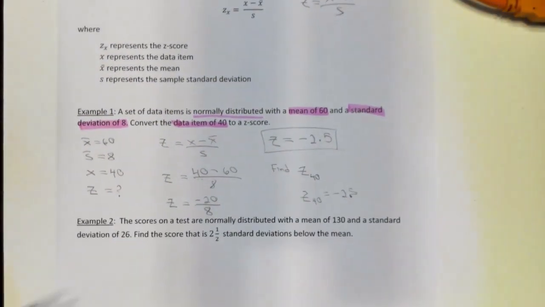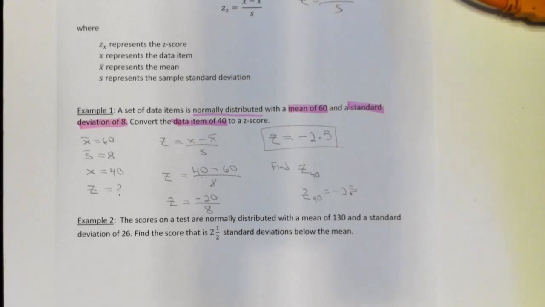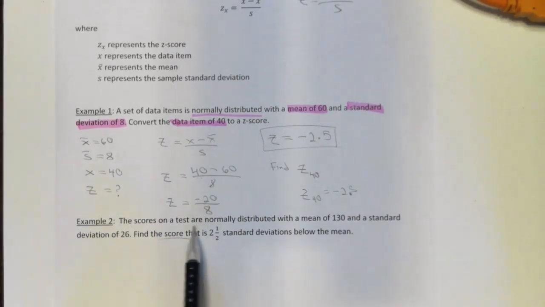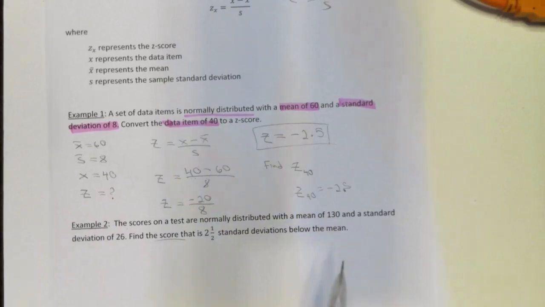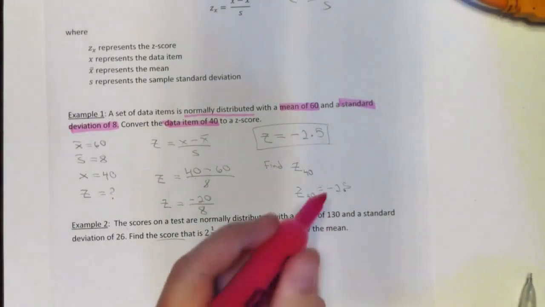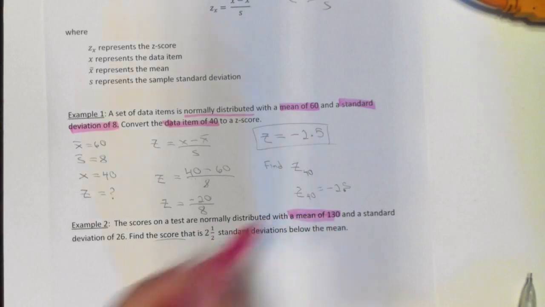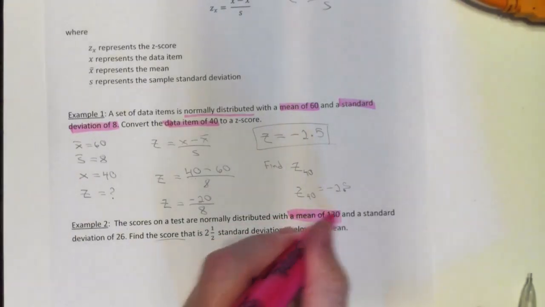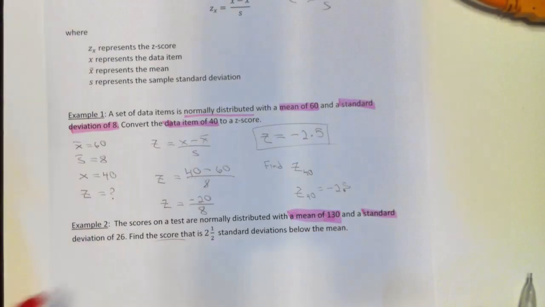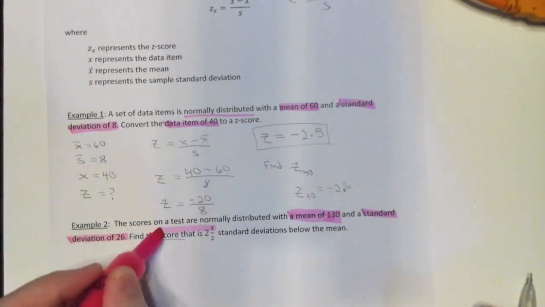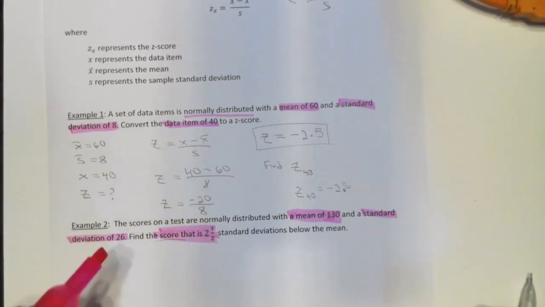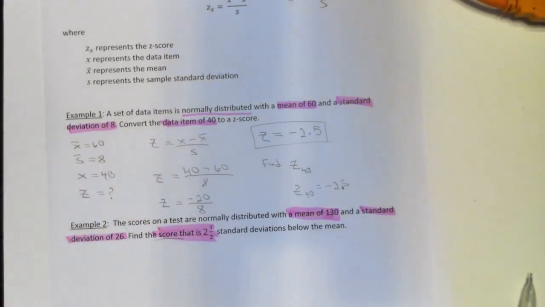All right. Now, the other situation is, what if they ask you to find a score? What do I mean? All right. So scores on a test are normally distributed with the mean of 130. We know what that means. So highlight or circle or write down all the information they give you. Standard deviation is 26. Find the score that is 2.5 standard deviations below the mean.